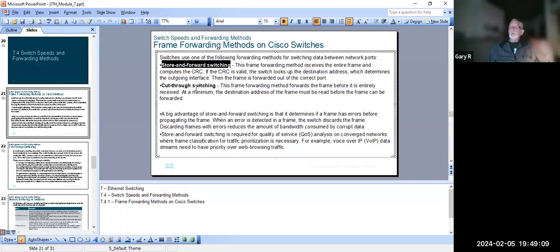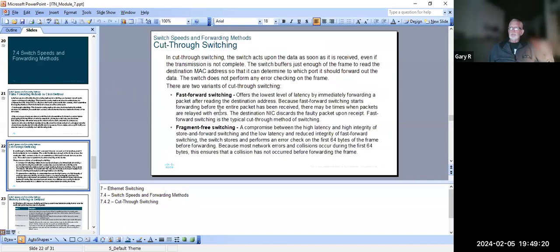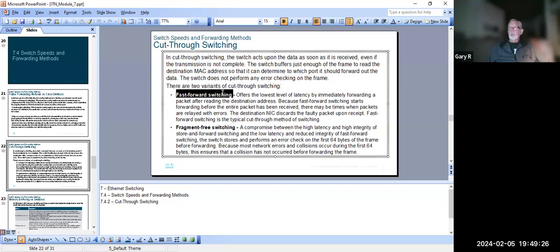Now, with cut-through switching, there's two different methods we're going to look at. You don't have to wait until you get the entire frame in to forward it. So let's look at what that means. We have two methods of cut-through switching: fast-forward switching and fragment-free switching. So let's look at fast-forward switching.